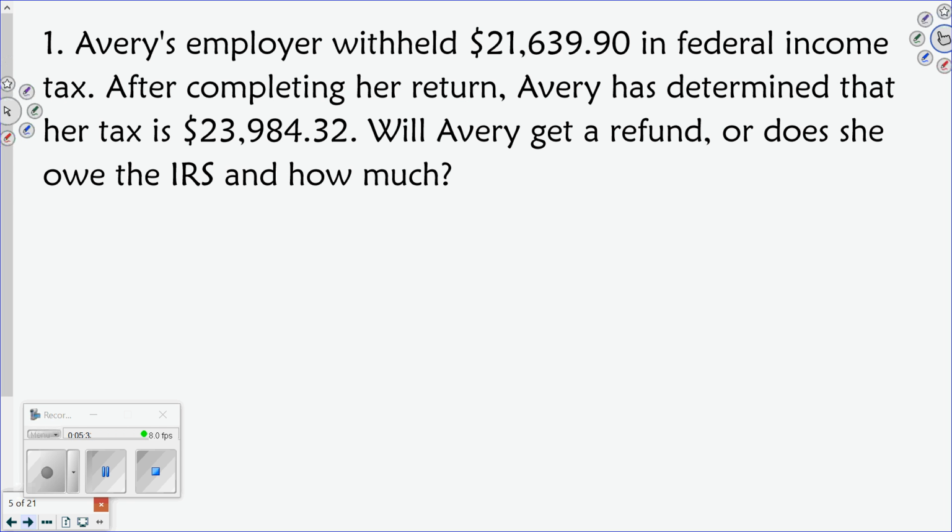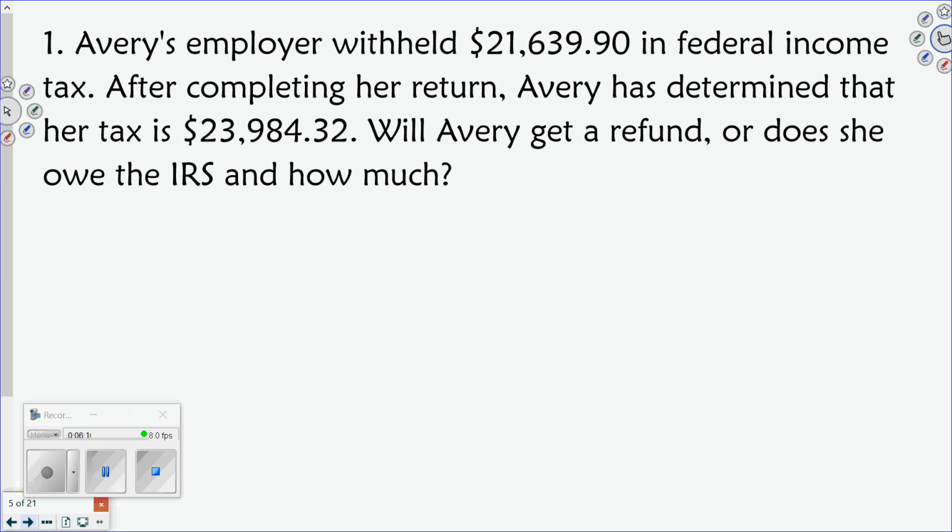Okay, number 1. Avery's employer withheld $21,639.90 in federal income tax. After completing her return, Avery determined her tax as $23,984.32. Will Avery get a refund, or does she owe the IRS, and how much? She owes. Why does she owe? Good. All right. She determined she should be paying almost $24,000 in tax. Her employer only took out $21,600. Good. If we just subtract them, we should find out how much.